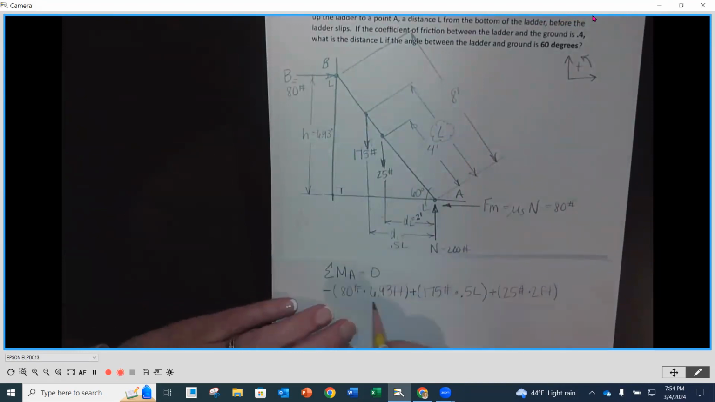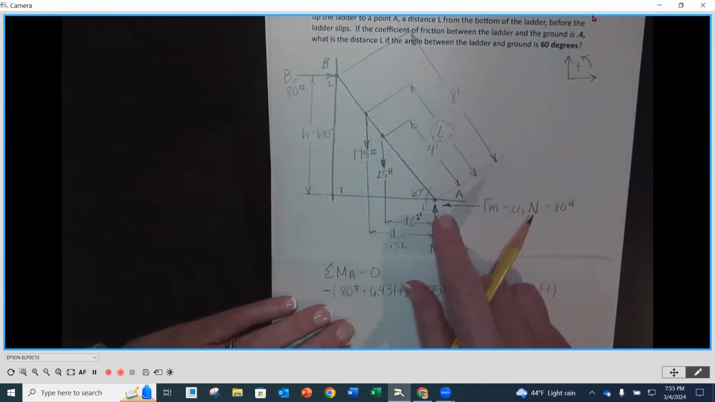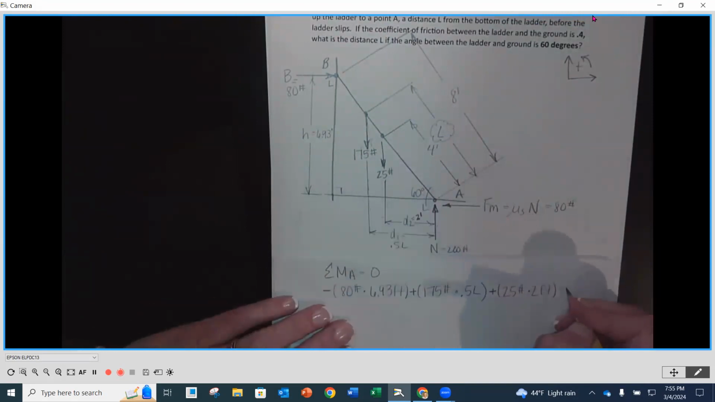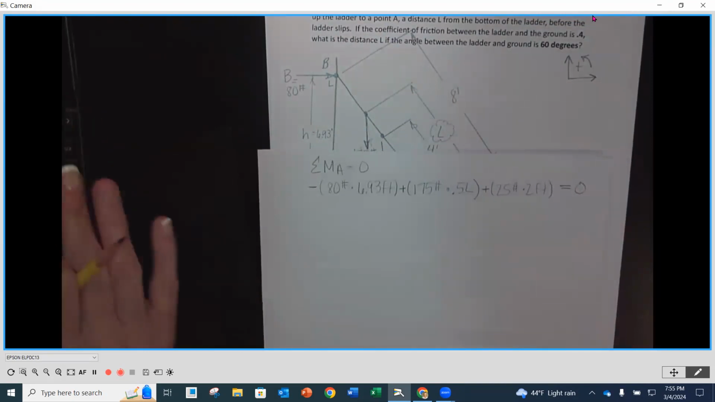And those are all the forces causing rotation, because through point A is going to be my friction force and my normal force. Those won't be included. I set this equal to 0. So now I'm going to combine what I can, push to the other side, and solve. My only unknown here is L. Okay, so go ahead and do that.